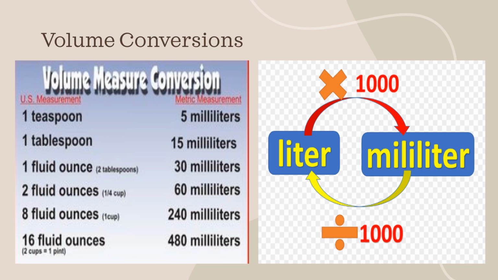Fluid ounces, teaspoons, and tablespoons. 1 teaspoon, or TSP, is equal to 5 milliliters. 1 tablespoon is equal to 15 milliliters. 1 fluid ounce, which is the same as 2 tablespoons, is 30 milliliters. 2 fluid ounces, which is also a quarter cup, is 60 milliliters. And 8 ounces, which is 1 cup, is 240 milliliters. And 16 fluid ounces, or 2 cups, is 480 milliliters.